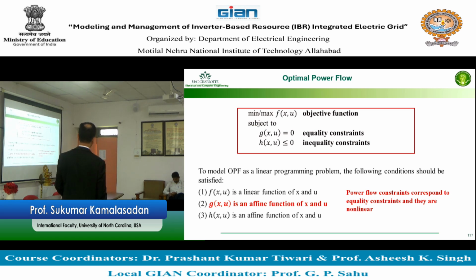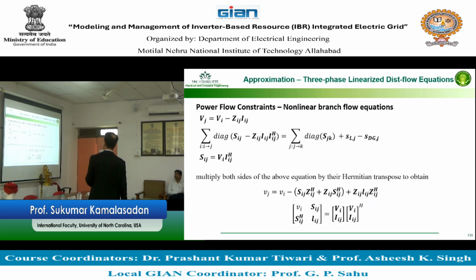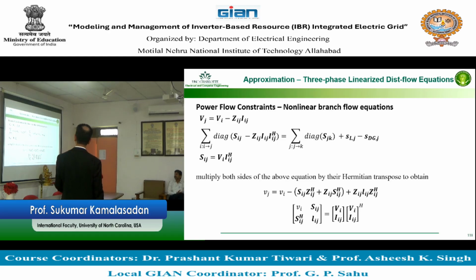So, for example, the power flow constraints corresponding to the equality constraints are non-linear in nature, but they can be recast in the form of an affine thing. So, let's look at the power flow equation. This is the power flow equation. You remember this? What equation is this? This is the voltage drop. This is the power balance. This is the apparent power equation.